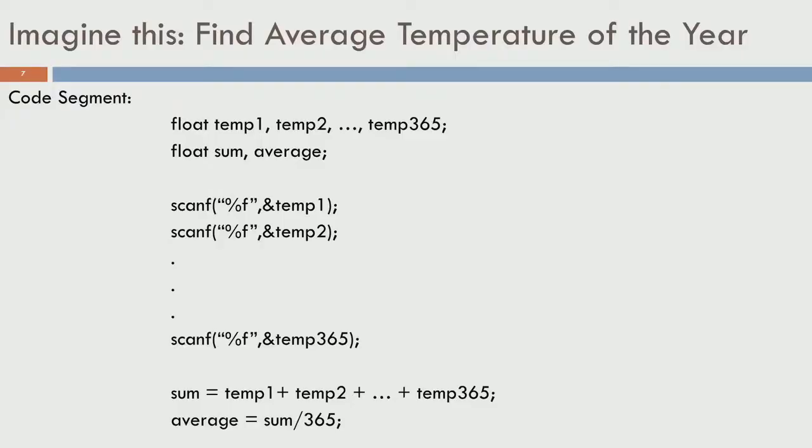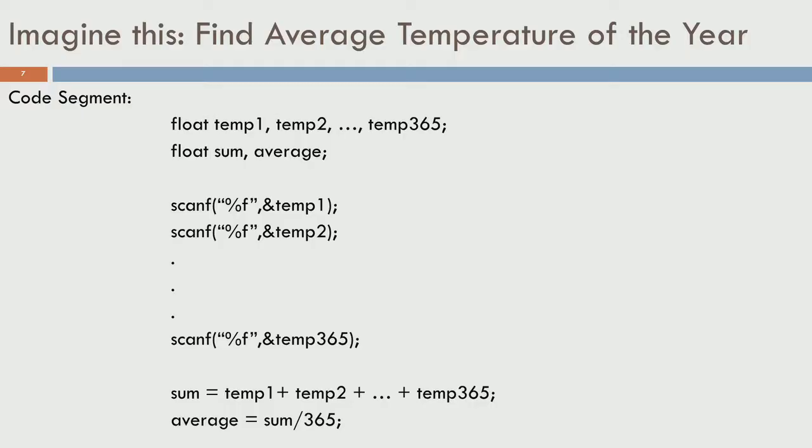So, let us do a little thought experiment. I want to find out average temperature of the year. So, I have 365 days, and if I did not have support for these aggregate data types called arrays, my program would look something like this. So, I show only the code segment here, let us see what it has.